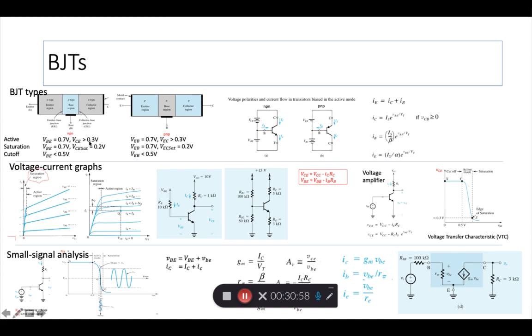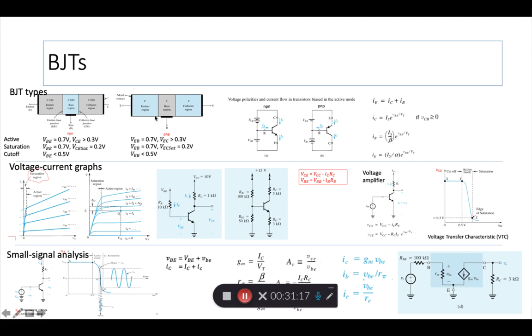That's called soft saturation by some writers, but even that is considered active. So as long as your VCE is greater than 0.3, you're happy, you're in active mode. If it falls below 0.3, that is when the transistor becomes saturated.